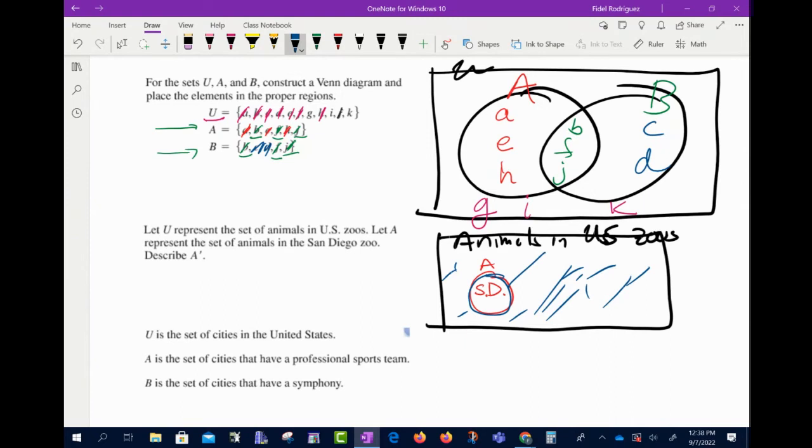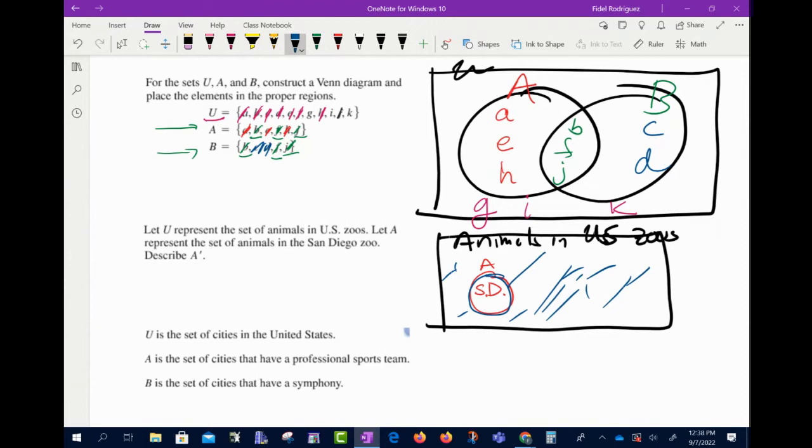If I know that set A is all the animals in the San Diego Zoo, in the big picture, we're talking about all the animals in the zoos in the United States. What would be the rest? How would I describe the rest? You know what I mean? That's what I'm trying to figure out. Anybody know how we could describe the rest? Except for the ones where?